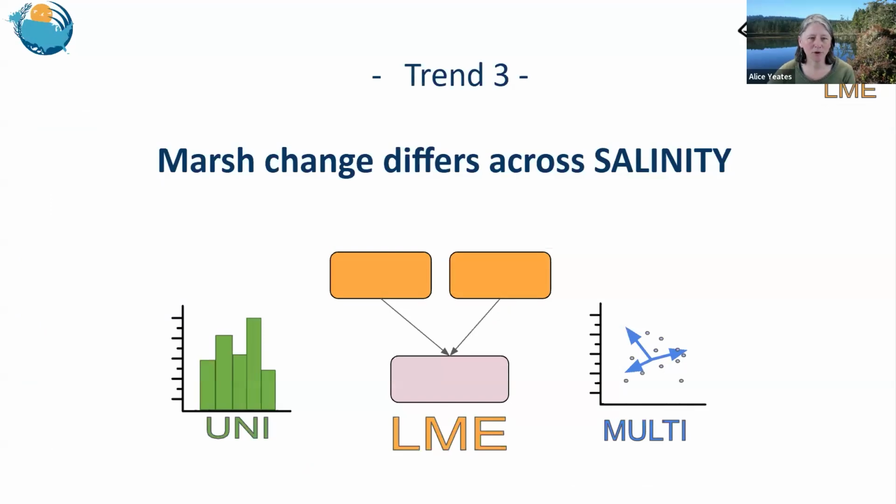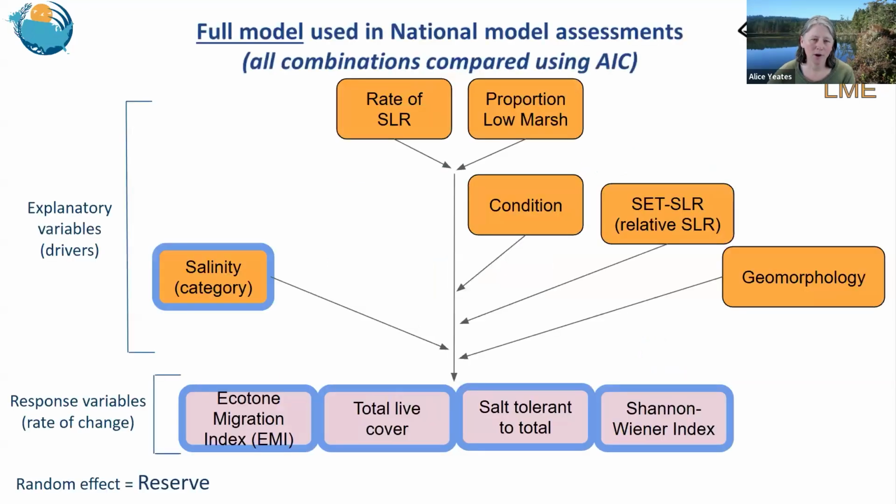So trend number 3 is marsh change differs across salinity. Next. So I'm going to stick with the linear mixed effects models here, and you can see that salinity category is in all 4 of the models that we assess. So that's the best model for each of these response variables had salinity in it, either as a main effect or as an interaction term. Next.